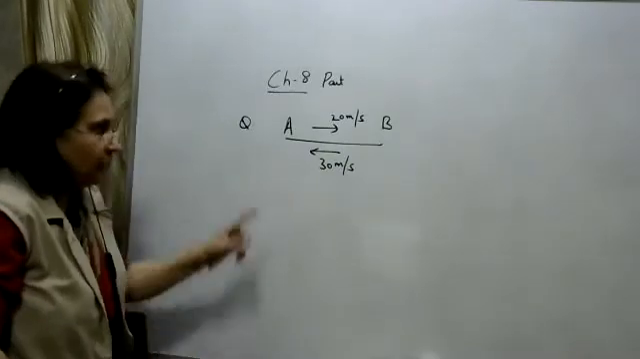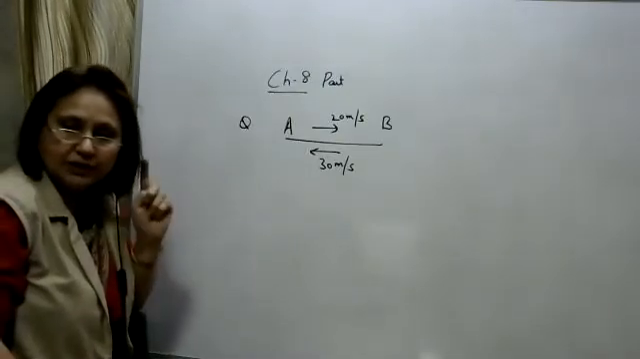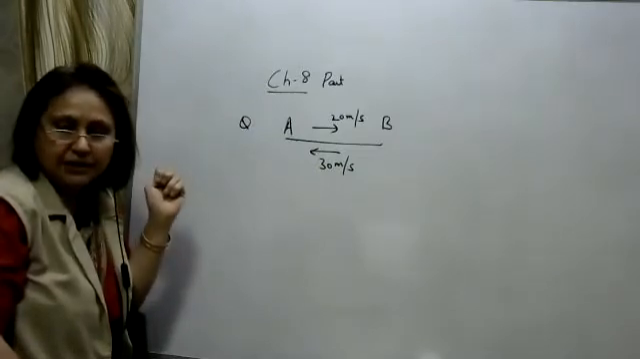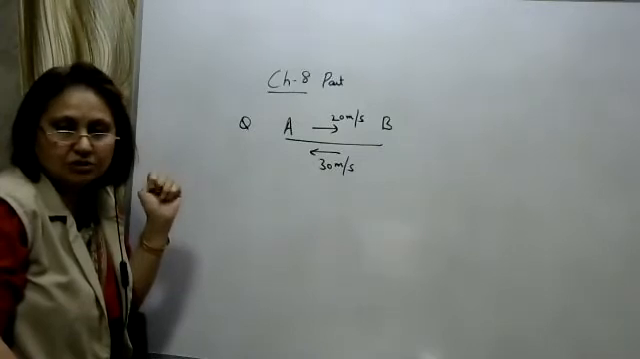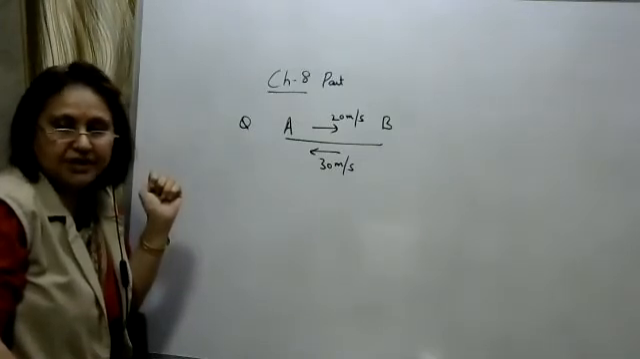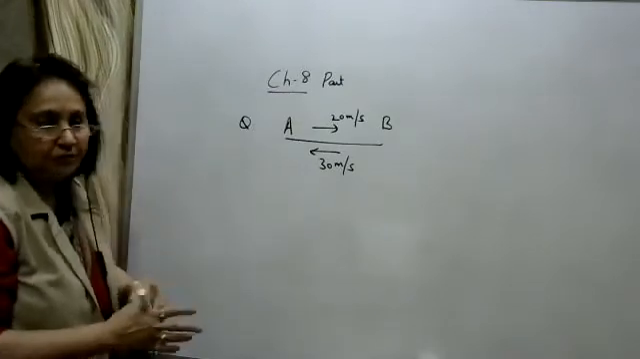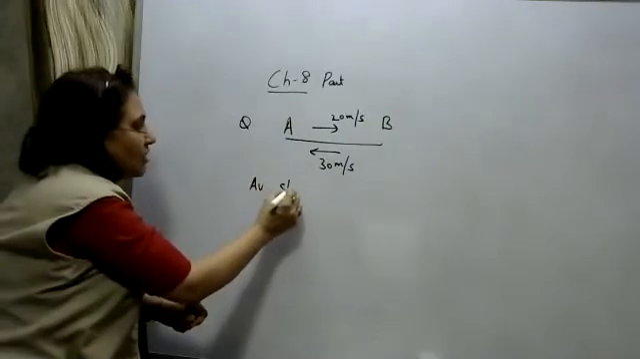For the whole journey, the speed is not constant. Why? Because while going, he is going with 20 meters per second, and while returning back, he is coming with 30 meters per second. So the speed is not constant, and hence this is a variable speed, and we have to calculate its average speed. Now we know that the average speed is given by total distance upon total time taken.